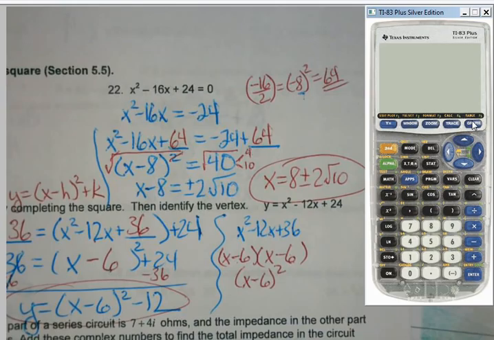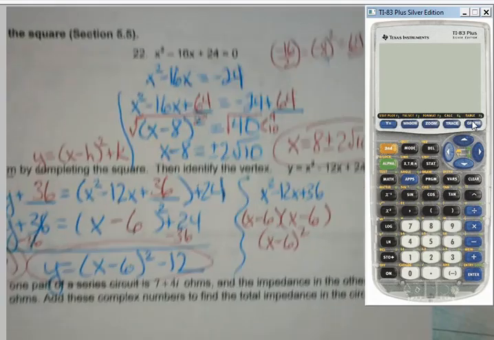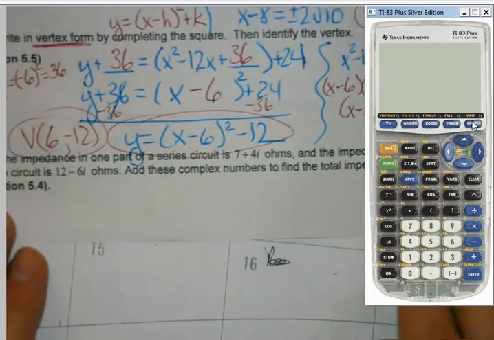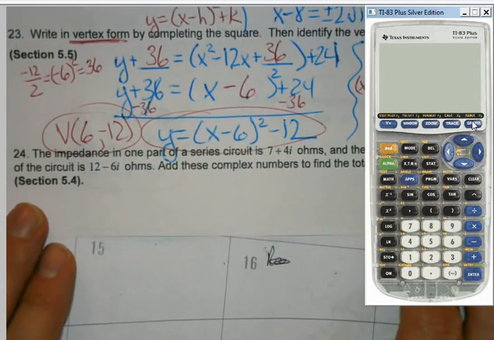Other issues? 24. Now 24 looks bad, looks nasty, but it's not, and unfortunately I'm not going to get the whole thing on here while I'm doing this, but it's okay.